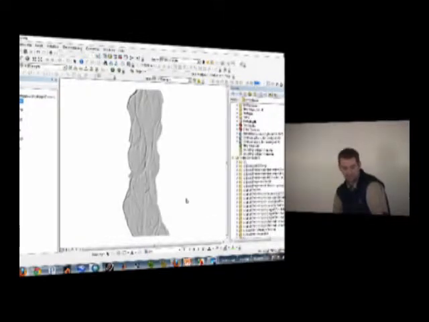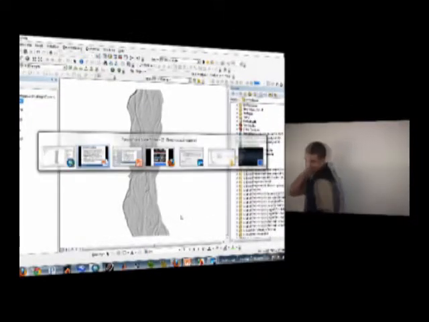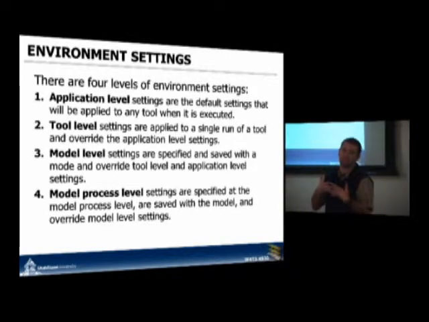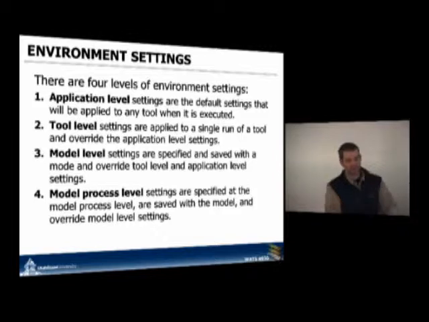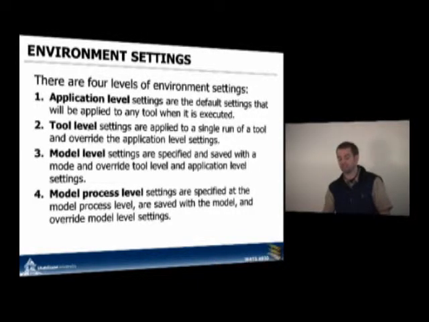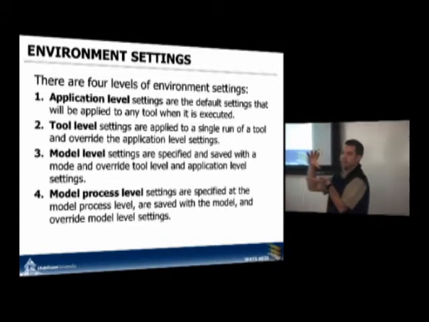Now that same list of environment settings exist at 4 different levels. And this is really confusing, and they compete with each other. What Esri Help says is that there's this application level, tool level, and model process level. So what I've shown you there is at the tool level. The application level are the defaults for ArcGIS.